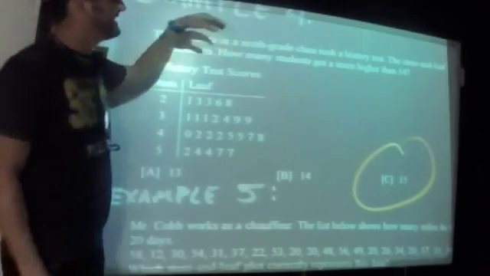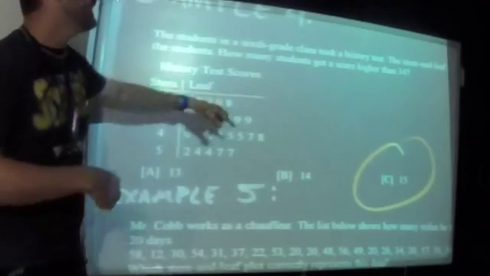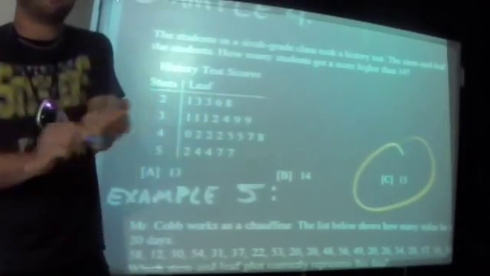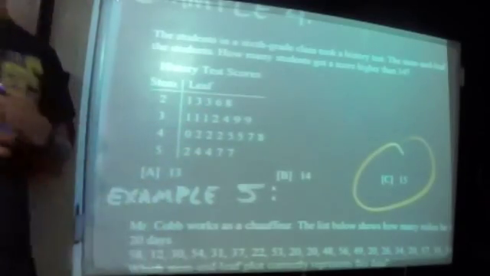And watch the wording. If this type of question pops up and it says how many score higher than 34, we would not count 34. If it said how many students scored a 34 or higher, we would count the 34. So watch the wording. And the last one.